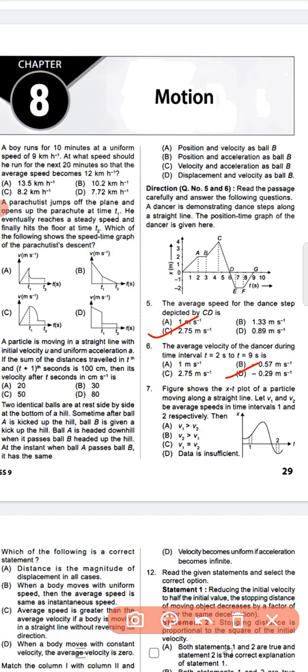The figure shows the x-t plot of a particle moving along a straight line. Let V1 and V2 be the average speed in the time intervals 1 and 2 respectively. Then V1 greater than V2, V2 greater than V1, V1 equals V2, or data is insufficient. Question number 7, option A is the correct answer, V1 greater than V2.